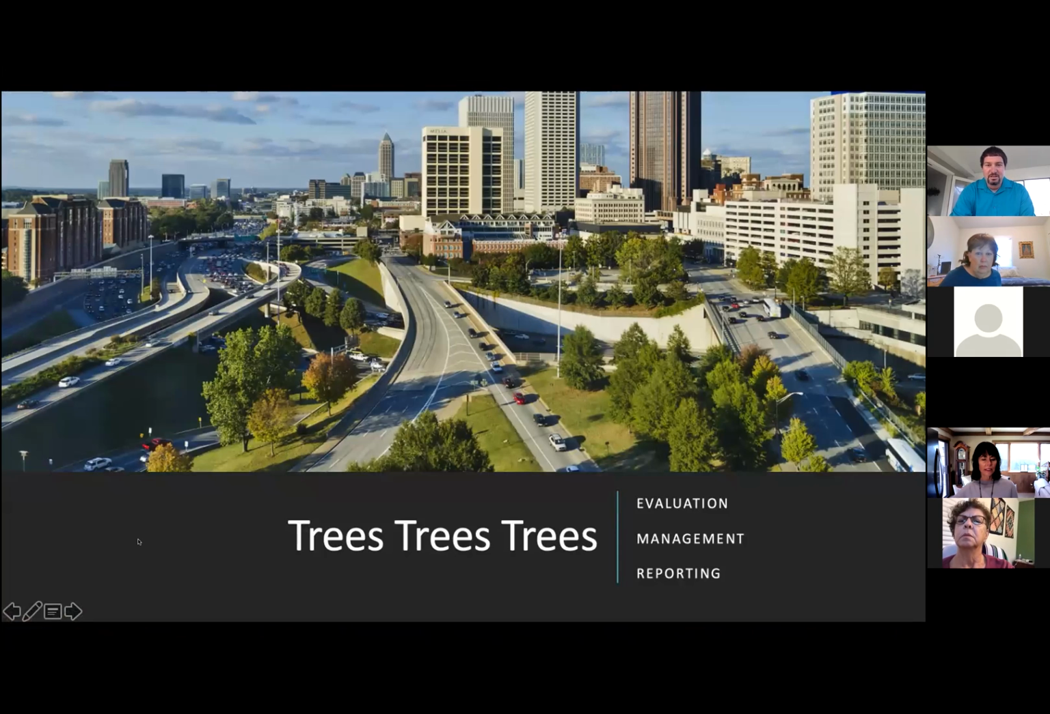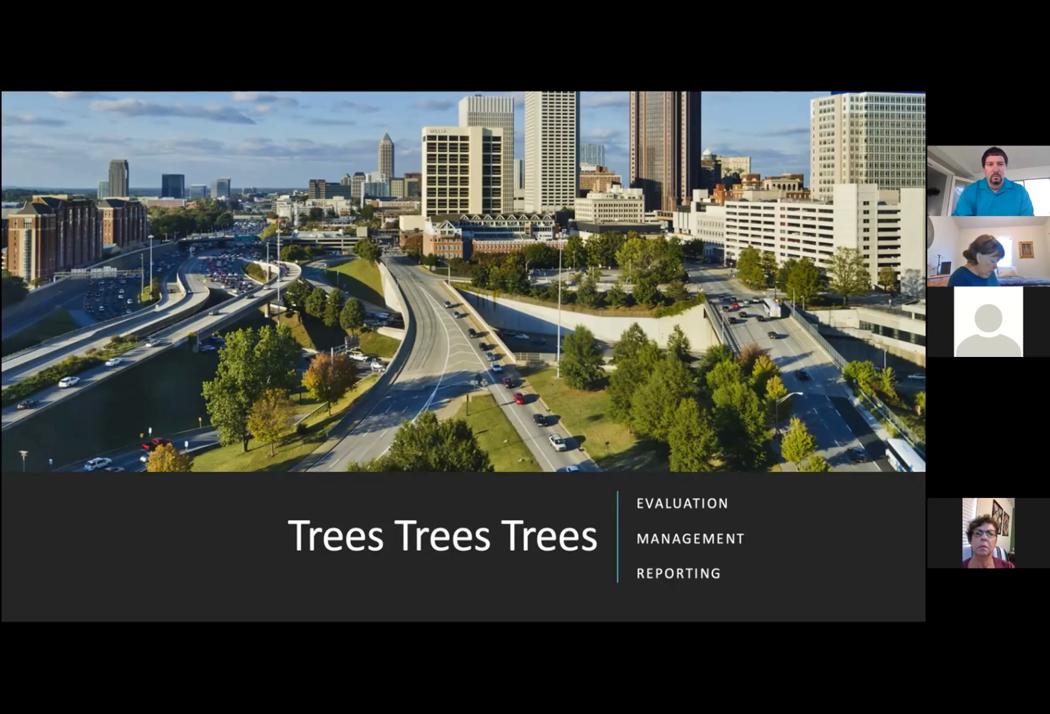So this presentation really is all about trees. It's geared towards urban tree care and urban tree management, and how we go about evaluating trees, what we do in terms of management, what are our options, and then lastly, we're going to talk a little bit about reporting trees. Generally, they're going to be street trees that we would be reporting, but what does that process look like, and why do we go about that?